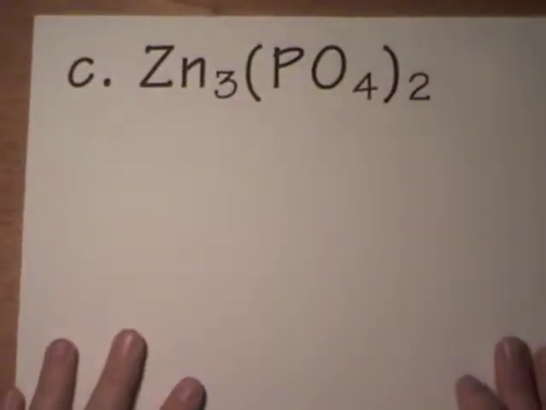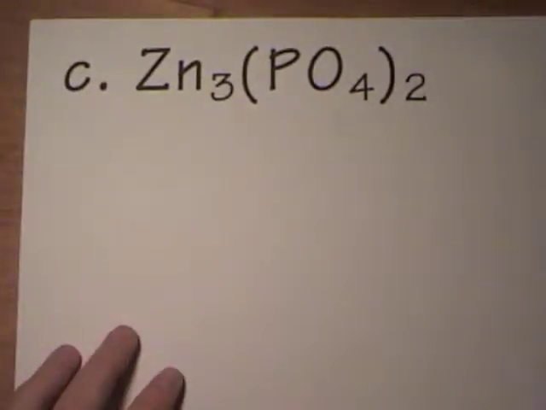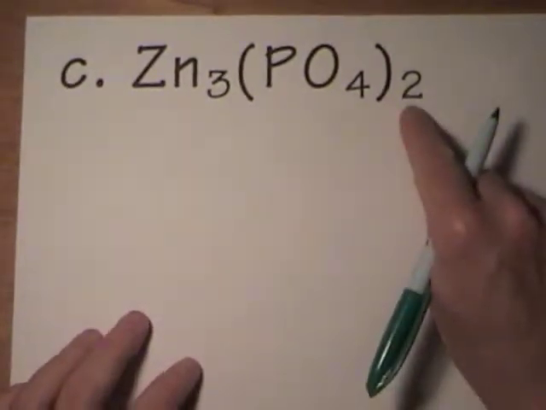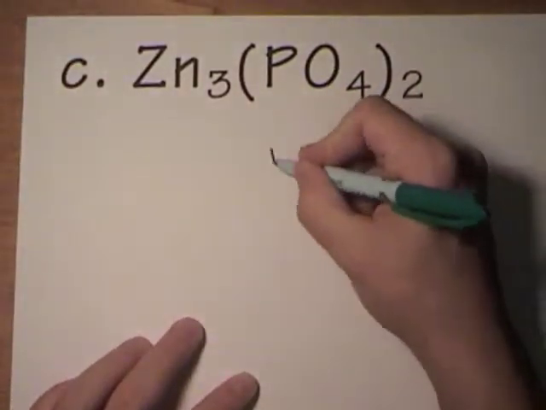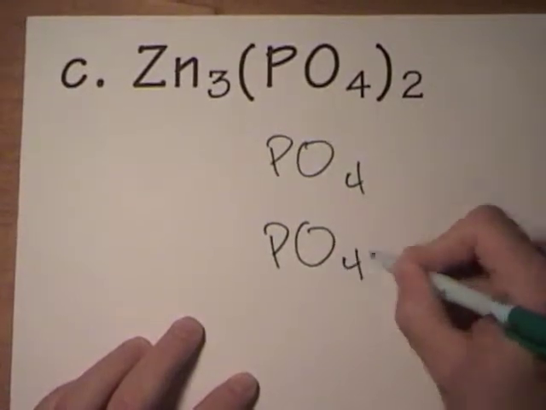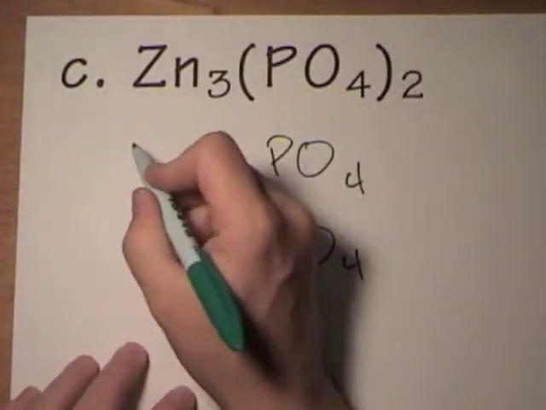One more. This is zinc phosphate. If I count up how many things I have in the parentheses, the subscript says I've got 2 of whatever I have in the parentheses. So 2 PO4s. Those are phosphates. I've got 2 of them, whatever they are. And I've got over here 3 zincs.